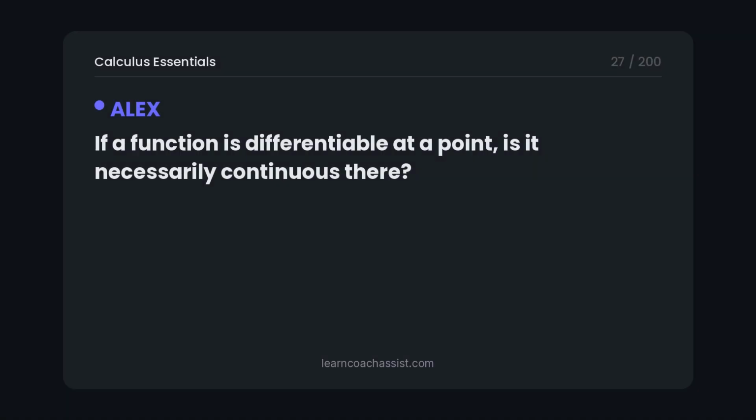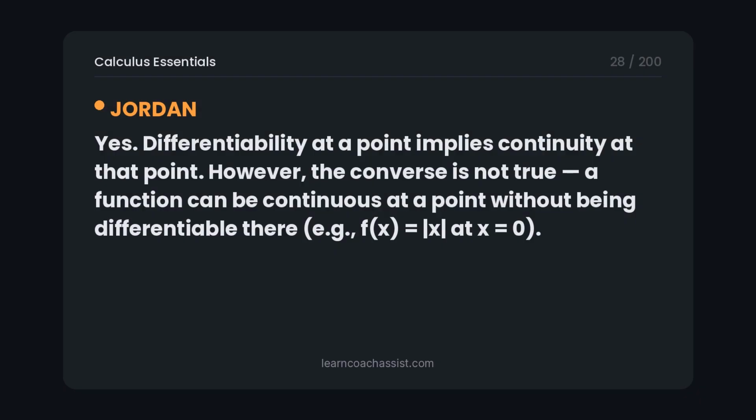If a function is differentiable at a point, is it necessarily continuous there? Yes. Differentiability at a point implies continuity at that point. However, the converse is not true. A function can be continuous at a point without being differentiable there, e.g., f(x) equals |x| at x equals 0.